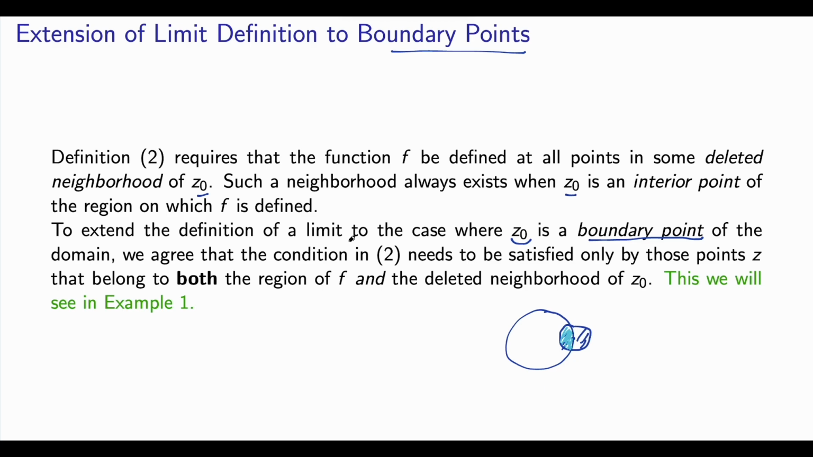So to extend the definition of a limit to the case when z naught is a boundary point of the domain, or you can say region, we agree that condition 2 needs to be satisfied only by those points that belong to both the region of f and the deleted neighborhood of z naught. So this is the common point they are talking about. If you take any point here and prepare a neighborhood, then you have to take the common points with your region. In this region you have to take any z, right? Okay, and this we will see in example 1.